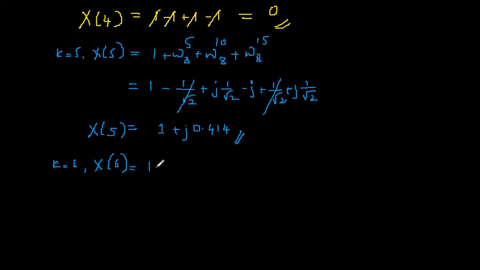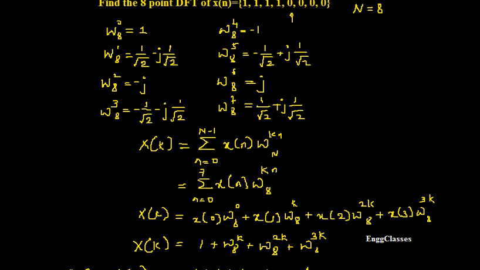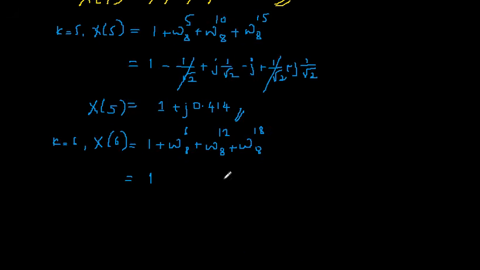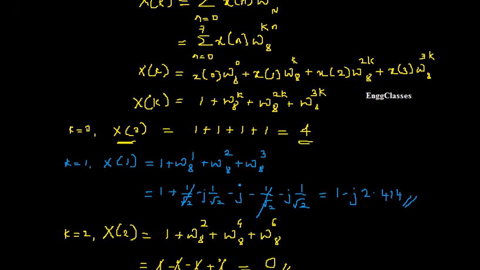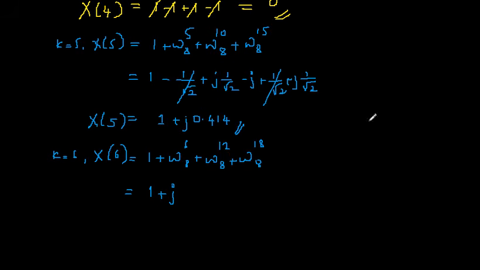is equal to 1 plus w8 to the power k, that is 6, plus w8 to the power 2k, that is 12, plus 1 plus w8 to the power 3k, that is 3 into 6, I'm going to get 18. So now let us put the value 1 plus w8 to the power 6. Just go up and check, it is j, if I'm not wrong. Yes, it is j. And w8 to the power 12, I don't have the value here. I have to make use of periodicity property. W8 to the power 12 is nothing but w8 to the power 4. W8 to the power 4 is nothing but minus 1.